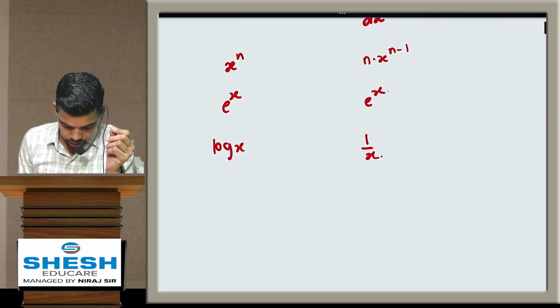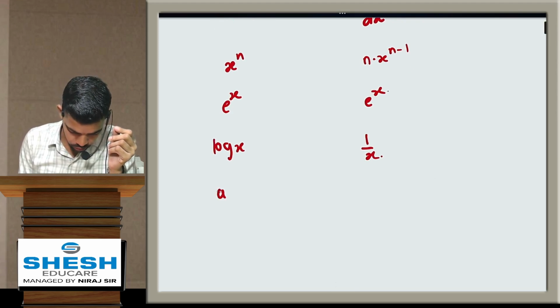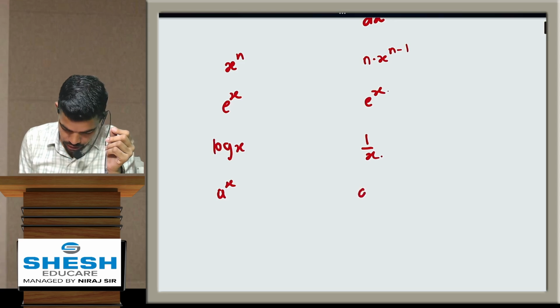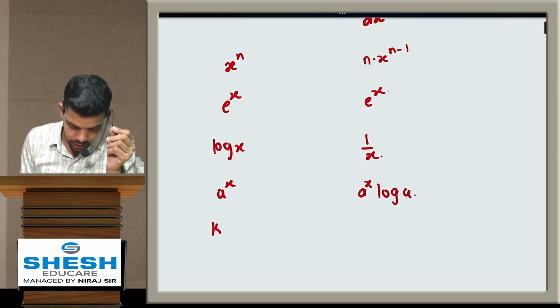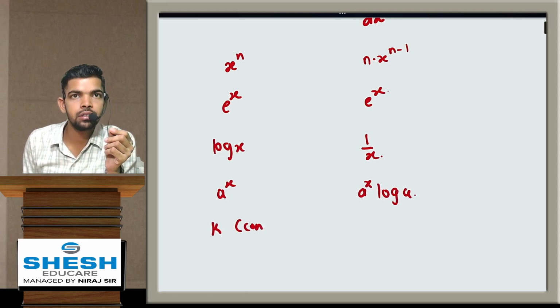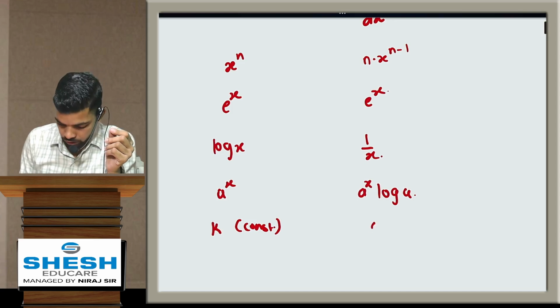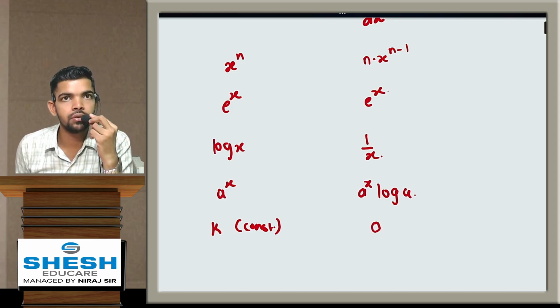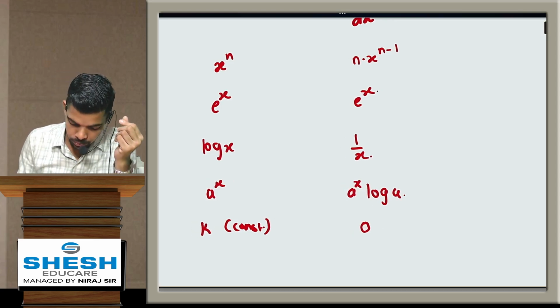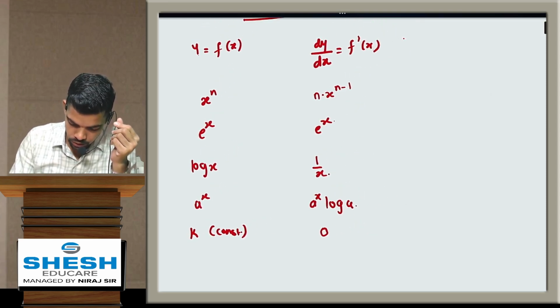Then we have a raised to x, derivative of a raised to x, which is a raised to x log a. And derivative of k, where k is constant. So what is derivative of constant? It is 0.